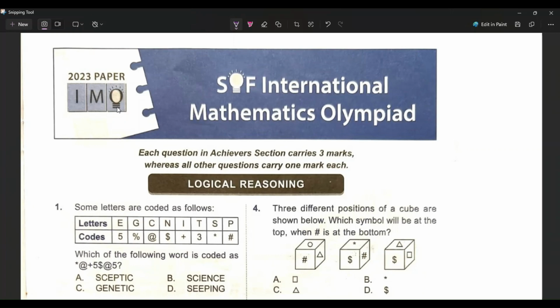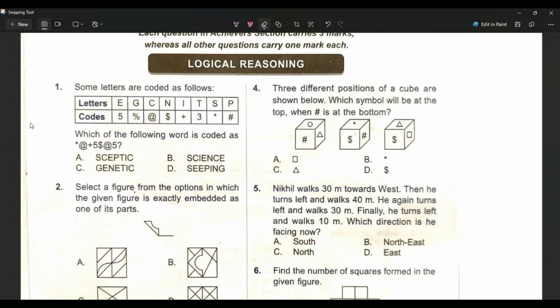In this session you are going to see the International Mathematics Olympiad Grade 6 previous year exam paper. So quickly see the first section, logical reasoning. First question, some letters are coded as follows. So these are the letters given and the codes for these letters.